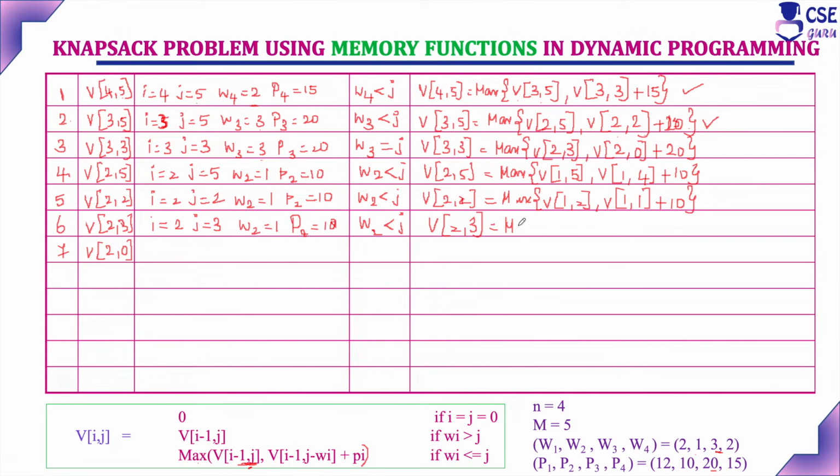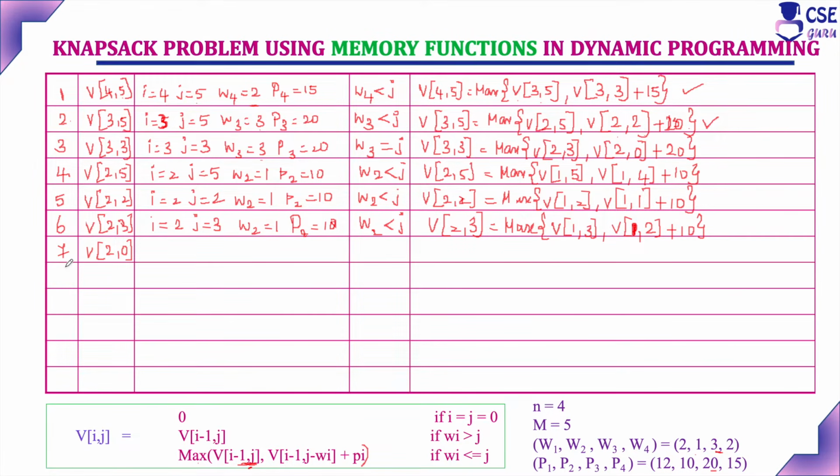So the same formula, maximum of V of I minus 1, I is 2, so V of 1, comma J is 3, comma V of I minus 1, 2 minus 1, 1, comma J minus WI, 3 minus 1 is 2, plus profit of the second object is 10. So next we need to compute these two sets also.